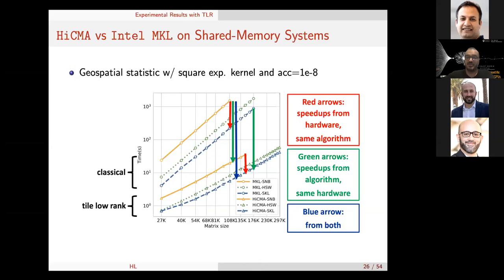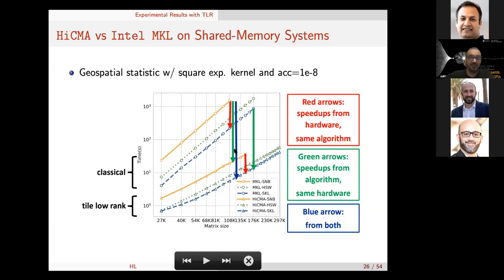So the dense implementation is the implementation that does not do any compression. We just take the matrix as is and, in a brute force way, do Cholesky factorization on it. And the other algorithm is the tile low-rank compression using HICMA. And what we see here, looking at the red arrows, are the speedups from hardware, but with the same algorithm. So we use different hardware, but the same algorithm. The green arrows give us the speedup from the algorithm on the same hardware.